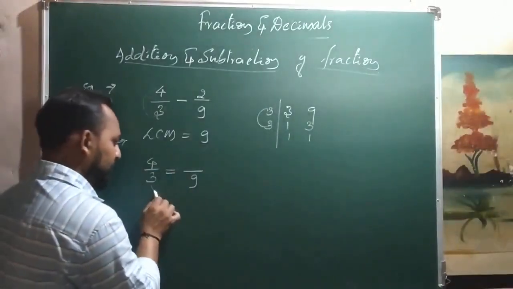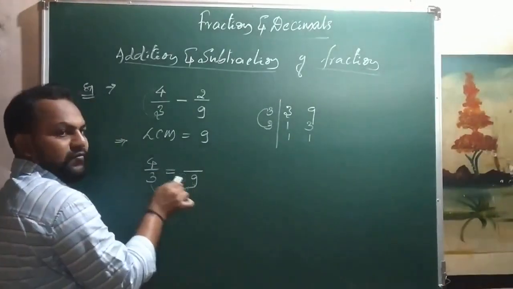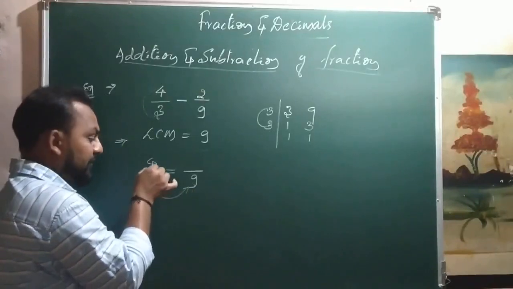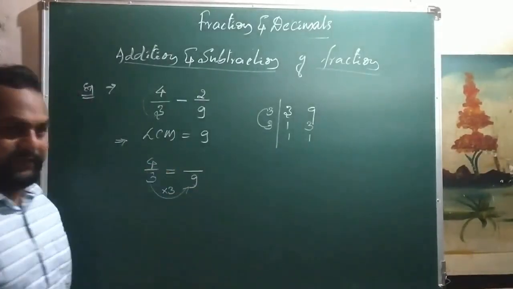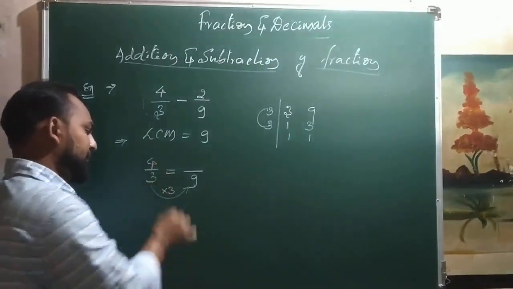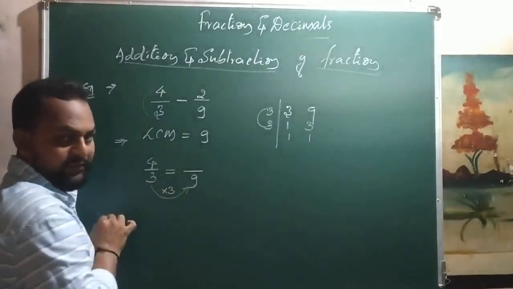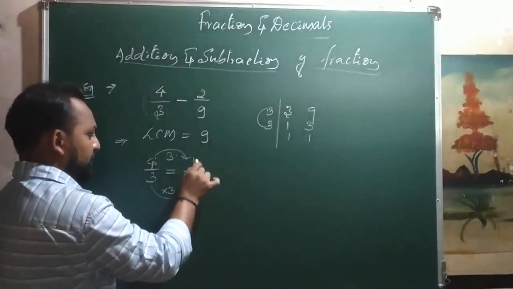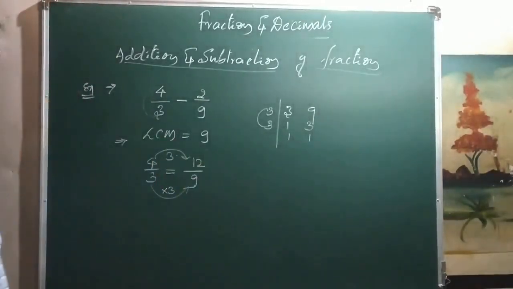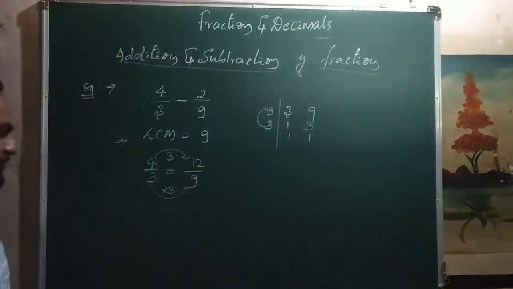Here, how to get 9 from 3? When we multiply 3 by 3, then I get 9. For equivalent fractions, we multiply the numerator and the denominator by the same number, here by 3. 4 3s are 12. Okay, 12 by 9.